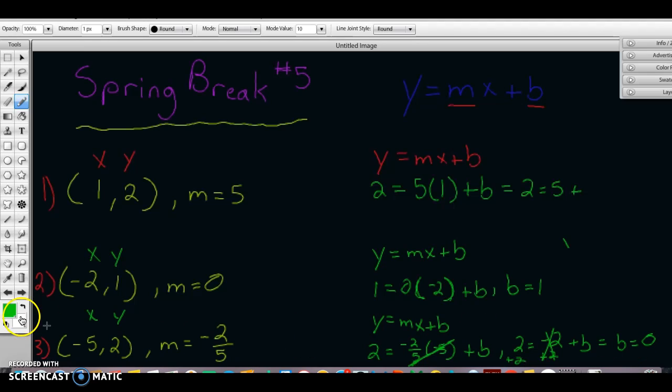Oh, excuse me. No, not 0. b will equal 4. b equals 4. All right, so we're going to put that back in our equation. y equals mx plus b. So y is going to be equal to negative 2 over 5 x plus 4. Okay?